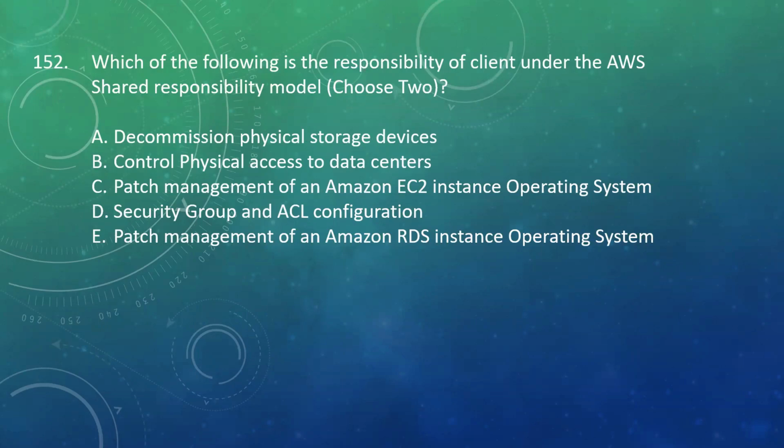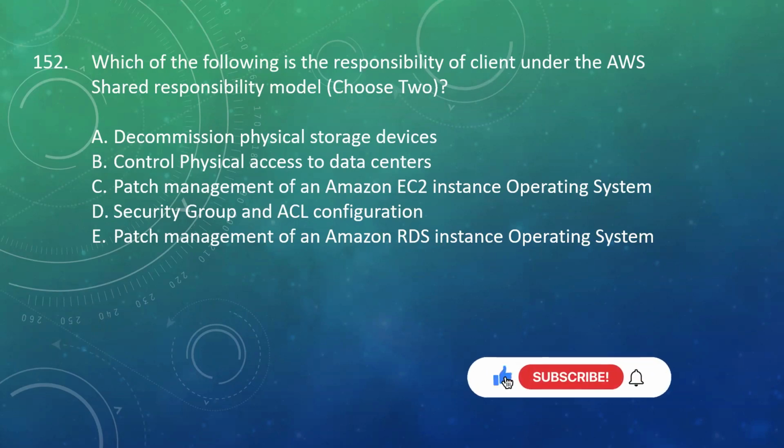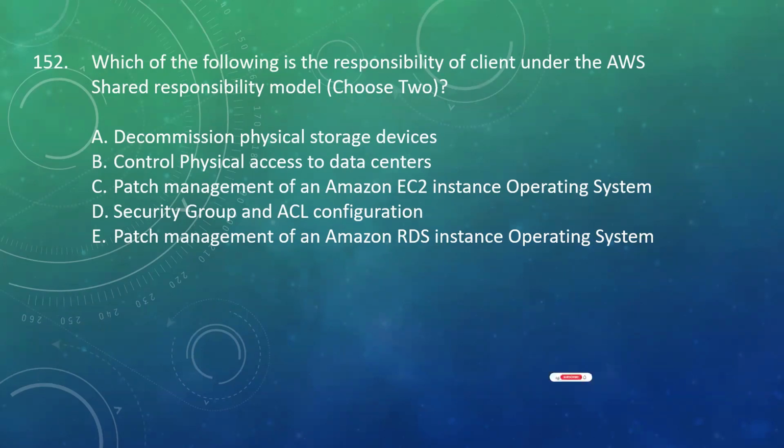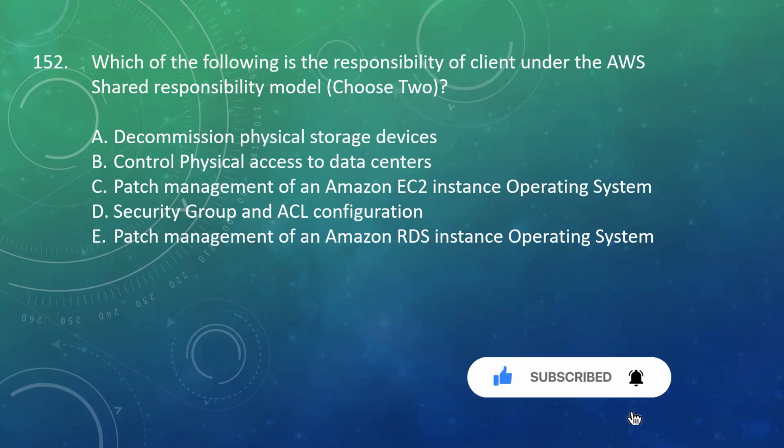So let's look at the first option here. Decommission physical storage devices. You don't have access to physical infrastructure in any cloud computing vendor, so this is not your responsibility. This is AWS's responsibility. Now, the second option is control physical access to data centers. You don't even know where the data centers are hosted. You might know which region the data centers are in, but you would not know the exact location. So how would you control physical access to data centers? Again, this is not the client's responsibility.